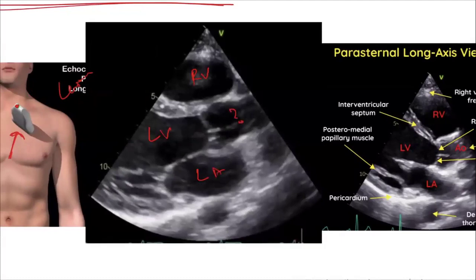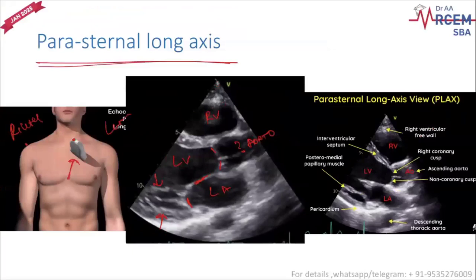This is where people usually get confused. What is this? This is nothing but the aorta. The wall which comes between the left ventricle and the aorta is the aortic wall. This is the mitral valve, and these are the chordae holding the mitral valve together. So you need to be aware of the structures you're seeing. This is the parasternal long axis view.